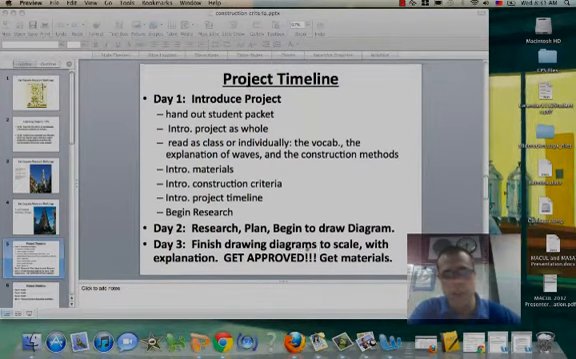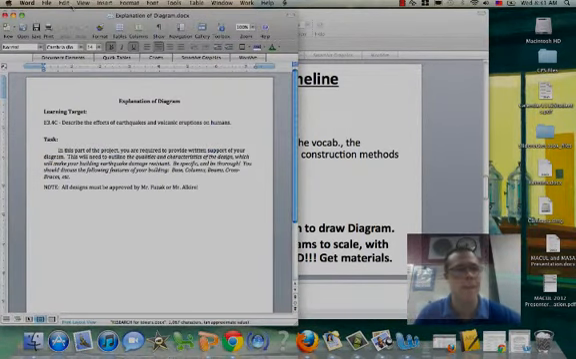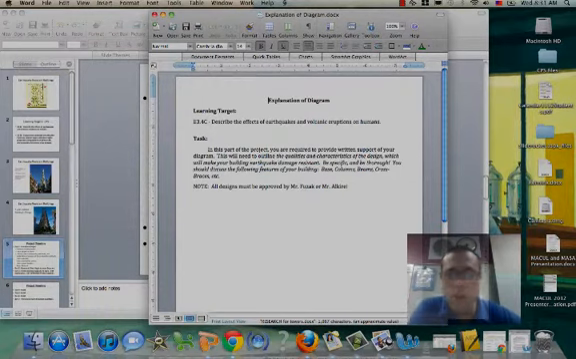Once you finish drawing your diagrams to scale, you are also going to do an explanation. It is on this sheet, and you each are going to do this. Okay, so if our learning target is E3.4-10, describe the effects of earthquakes and volcanic eruptions on humans, we're talking about earthquakes in this respect.